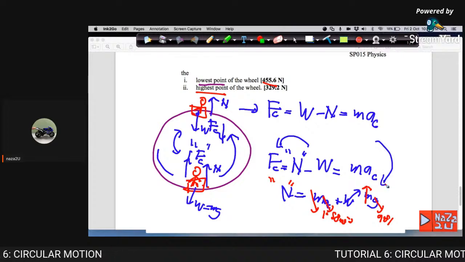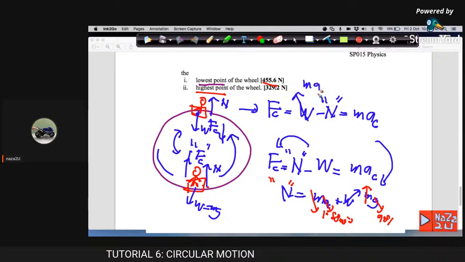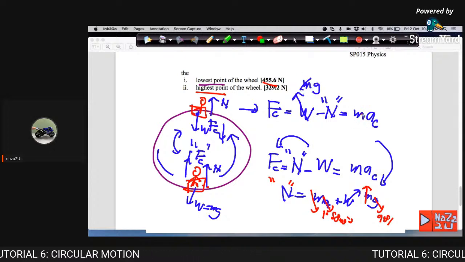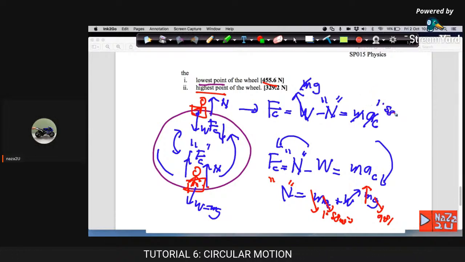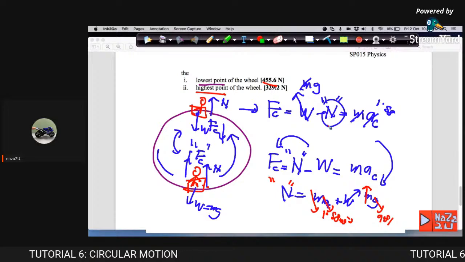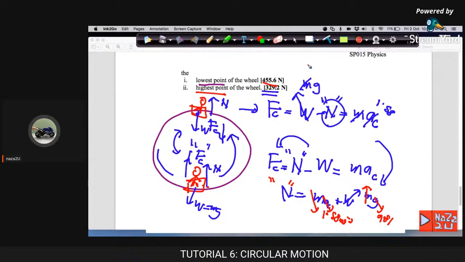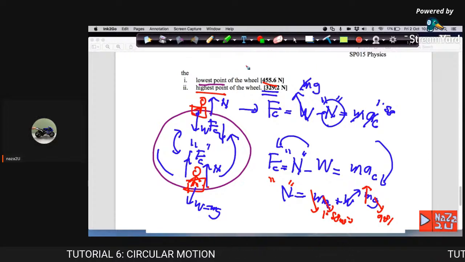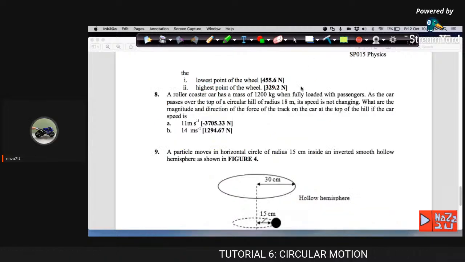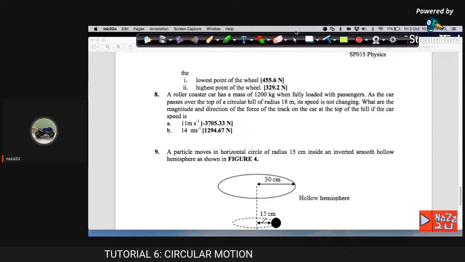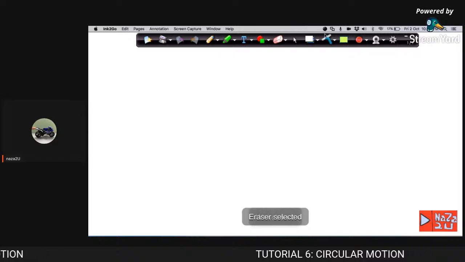Same as here. So we want to calculate the value of N. So get the value of the weight force mg, then the mass, and acceleration from the first answer, 1.58, and you can find the value of the normal force. This is 329.2 Newton. Okay class, calculate it yourselves. Okay, so continue to the next question. Okay, number 8.